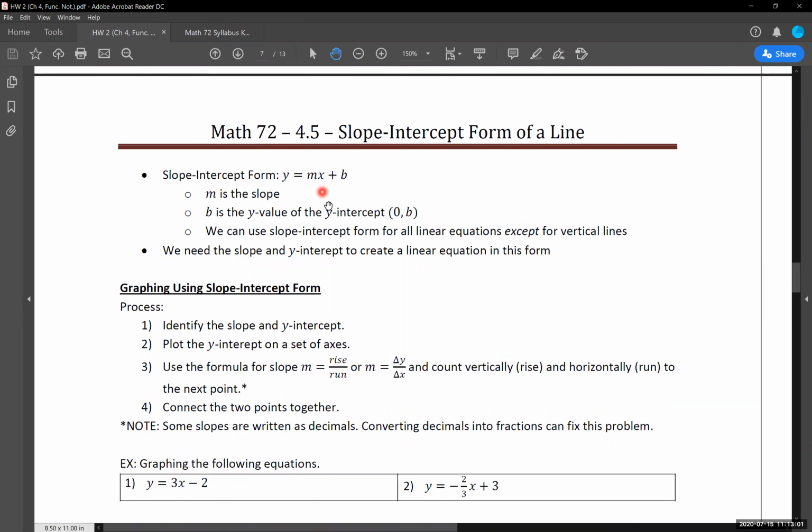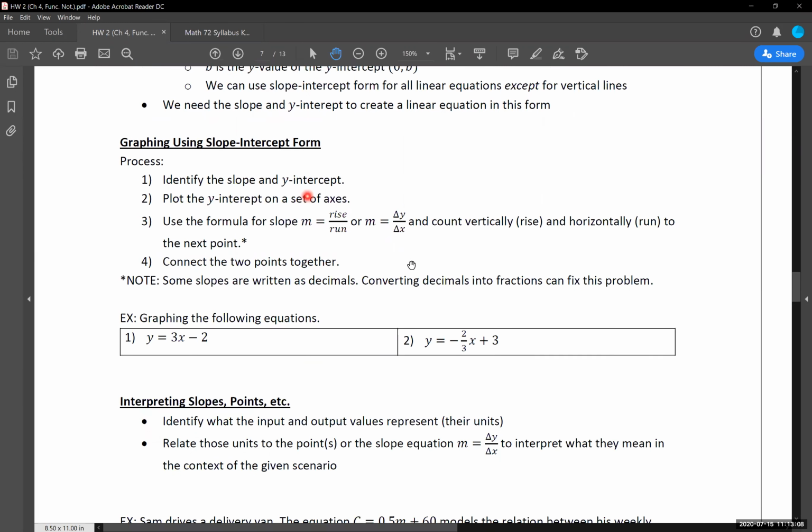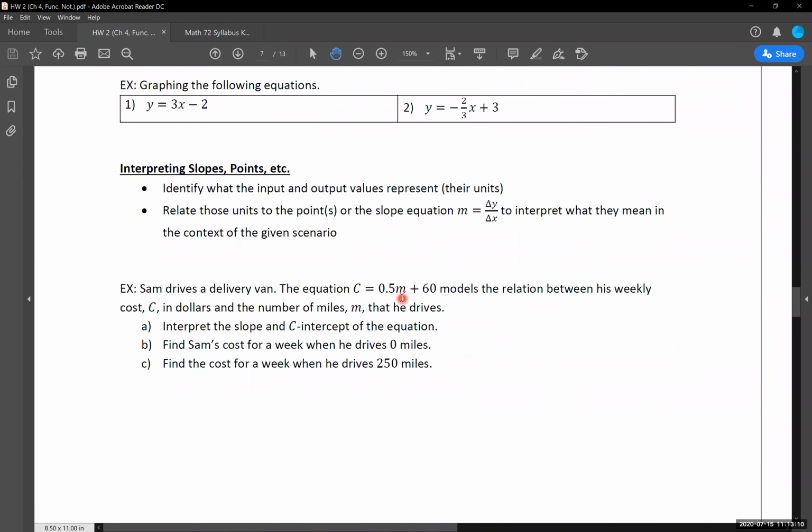The part that's a little bit tricky about this is we have m representing our slope up here in our general form. And down below here, m represents a variable or an unknown. And again, this is where we need to realize that we can have a single variable that could represent multiple things. We need to make sure we're identifying what does and doesn't correspond to a variable and a number. So interpret the slope and the c-intercept of the equation.